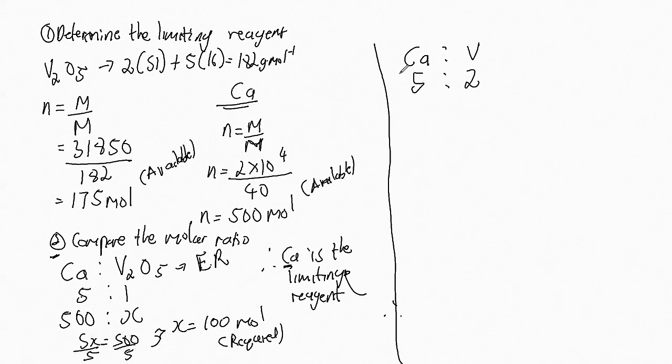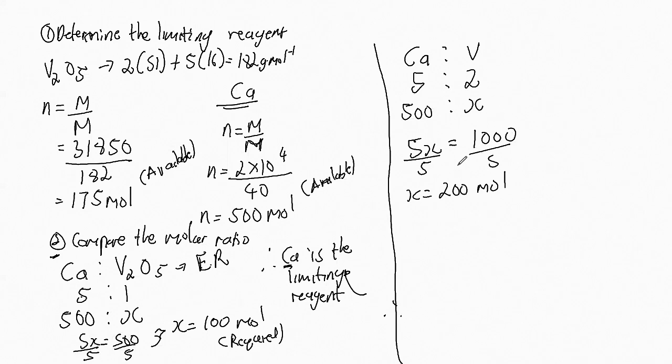But remember, the available number of moles of the calcium is 500. Then we put our X here in order to find the number of moles of the vanadium that has been produced. So if we cross multiply, that's 5x. Cross multiply here, that's 1000. Divide both sides by 5. Then our X is just 200 mole.